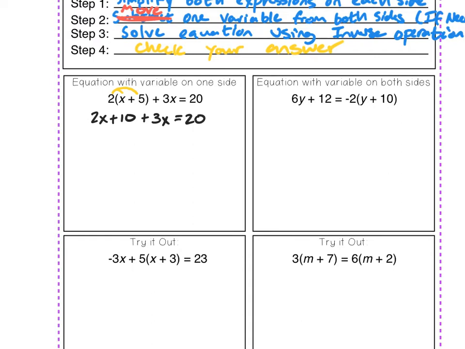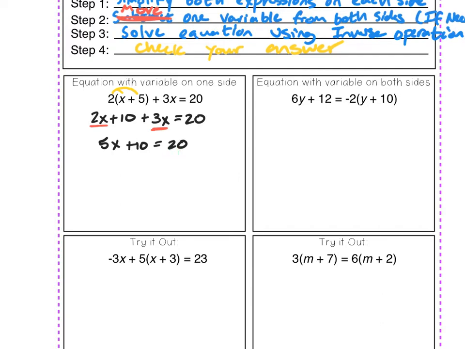Now, is the left-hand side simplified? No, it is not. The reason it is not is you have a 2x and a 3x. If you were going to simplify that, you would need to combine those terms. The reason we can combine them is they are on the same side of the equal sign. So 2x and 3x would make 5x plus 10 is equal to 20. Now, at this point, are both sides simplified? Yep, I've got a 5x plus 10. I can't do any more over here. And then I've got just a 20.